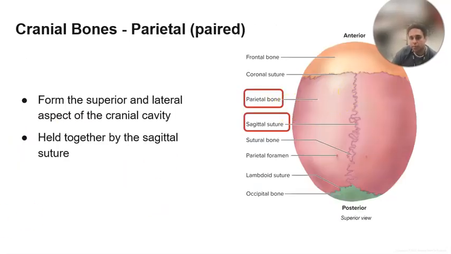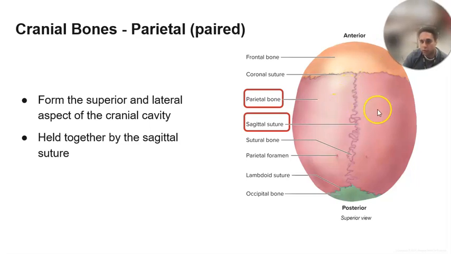Next, we have the parietal bones. Again, we have two, right and left. Between them, we have a suture that connects both right and left. We call this the sagittal suture because it's sagittal. This forms the superior and lateral aspect of the cranial cavity, and it's held together by the sagittal suture. It's a pretty easy bone.